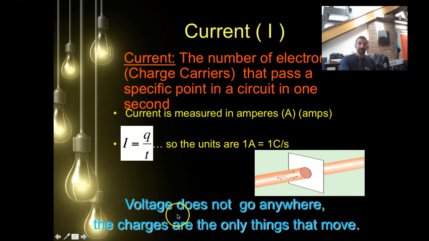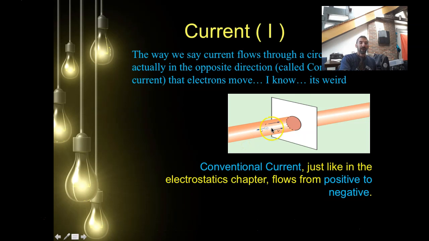Now, a note about voltage down here, and we're going to talk about that in a little while. Voltage doesn't actually move. Remember, voltage, or the electromotive force, is the thing that makes the charges move. It doesn't actually move itself. So this is just talking about conventional current. Again, conventional current means the electricity is flowing from the positive side of the battery, high potential, to the negative side of the battery, low potential.